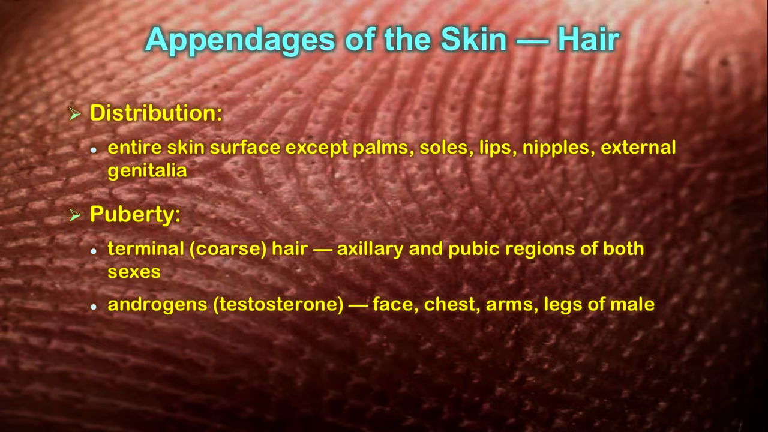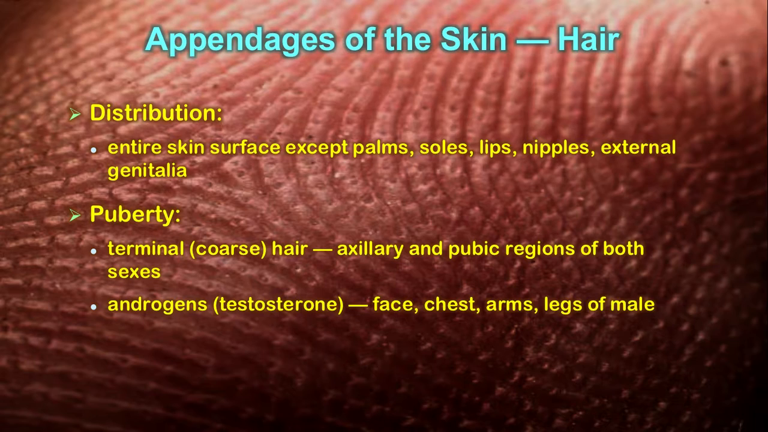Okay, hair distribution. All of your thin skin has hair on it. So that includes everything except for the palms of your hands and the soles of your feet. That's where you have thick skin. We also don't have hair on the lips, nipples, or external genitalia. Okay?